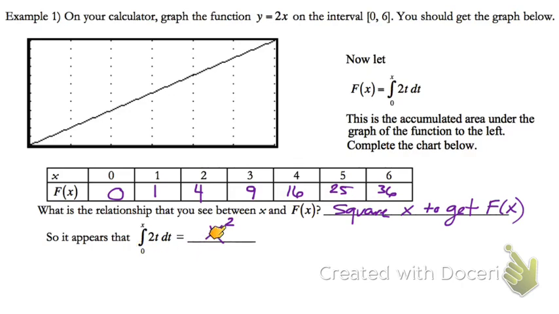The derivative of x squared is 2x, or 2t. The integral of 2t would be 2t squared over 2, which simplifies to t squared, or x squared. So that's the relationship between these two. 2t is the derivative, x squared is the original function. Capital F of x, lowercase f of x, or f of t.